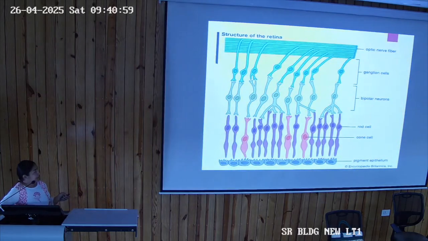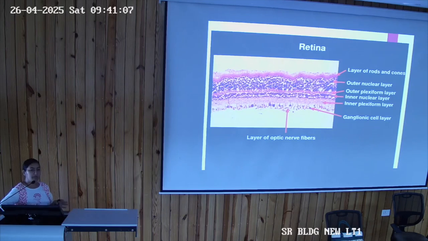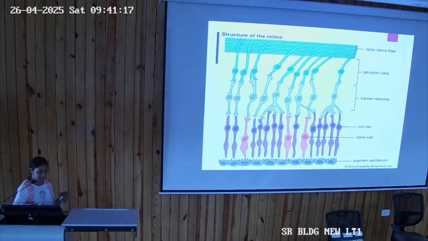So the story is that for retina, if it comes to you, you just have to tell the 10 layers. If you are able to tell the 10 layers of the retina, that will finish up your viva. So topmost layer, if you start, it starts with the pigment epithelium. Here all 10 layers are not present.